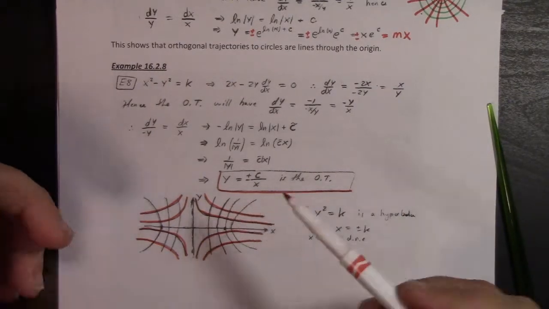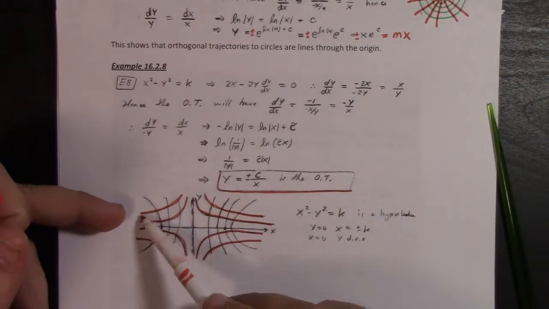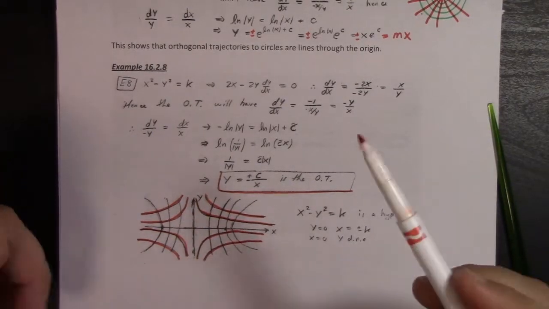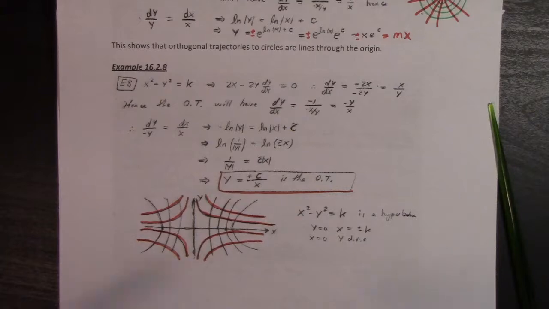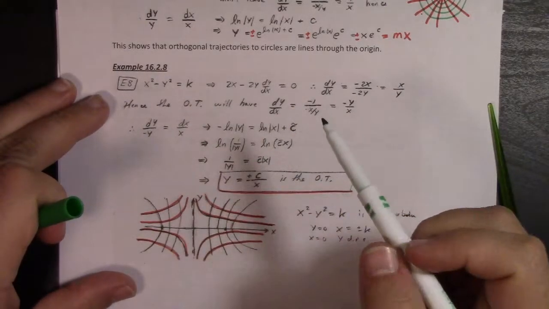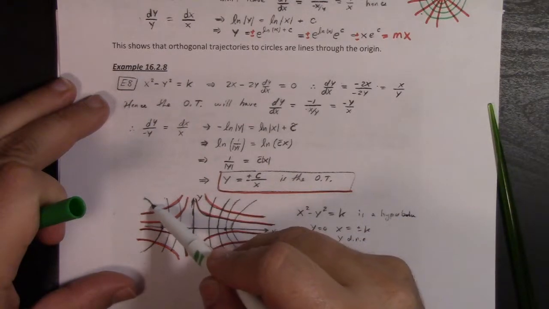Some of these are like y equals 1 over x. Some of these are like y equals minus 1 over x. The minus 1 over x are over here and over here. Y equals x are like here and there, right? Anyway, the original hyperbola, x squared minus y squared equal to k, are things like this.